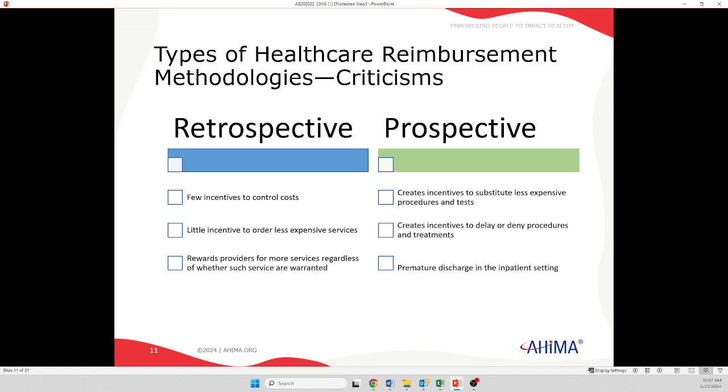Prospective creates incentives to substitute less expensive procedures and tests. It creates incentives to delay or deny procedures. And then premature discharge in the inpatient setting can occur. So again, remember when you're picking your insurance, these are things that you want to look at to pick what you most want in your plans.